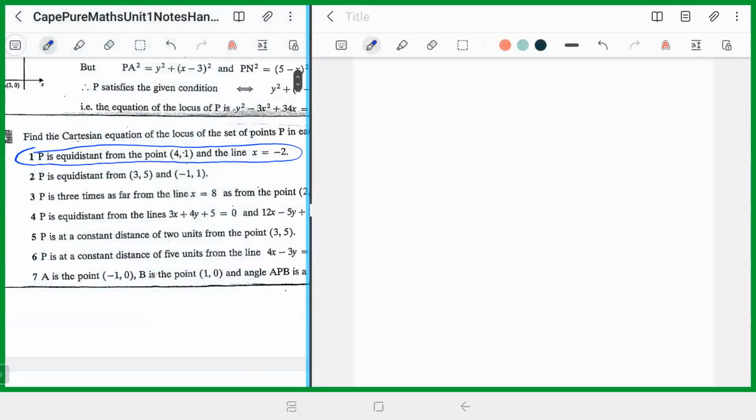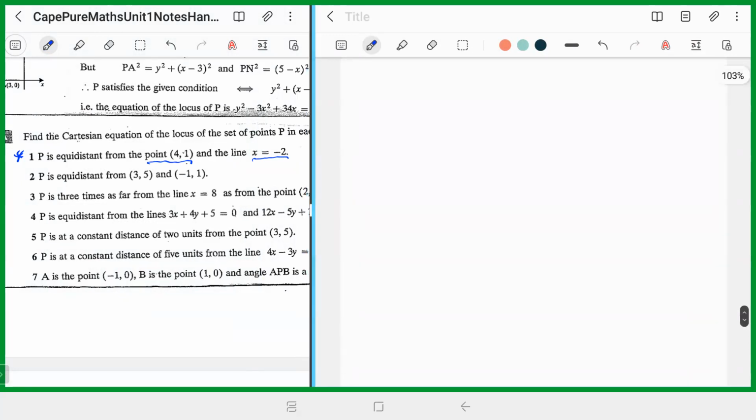The first question basically is saying P is equidistant from this point and this line. All you need to do is make a sketch of it, so you can see what they are saying. My sketch would be that I would set up my y-axis and my x-axis, and I'll put in my line x equals -2.